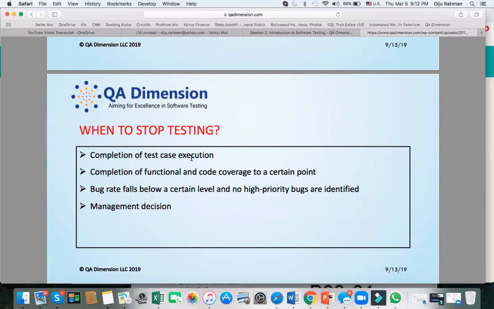That is, when you will complete your test case execution. Don't worry about this now, it will come in a following session. Test case execution is part of the role that you will perform when you start performing your testing. And there is also the completion of functional and code coverage to a certain point. This means that when a bunch of features or requirements that you tested are completed, when you complete 80% or 90% of those new code or new requirements, that is when you stop your testing.